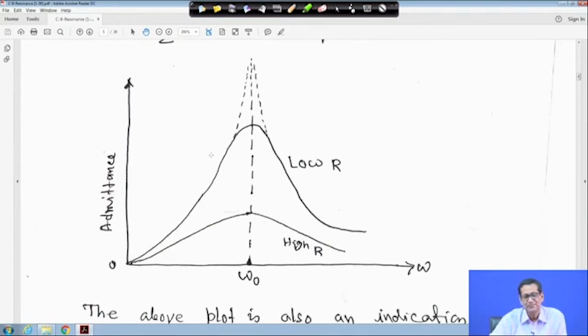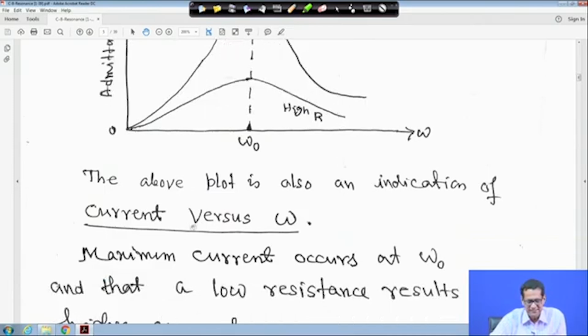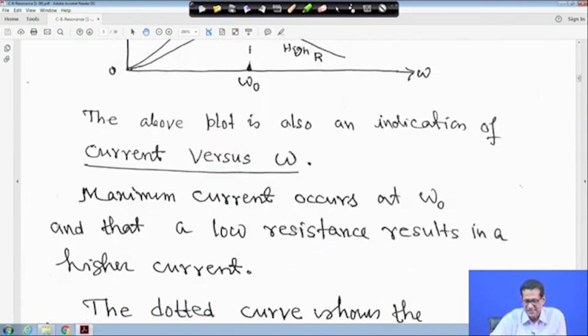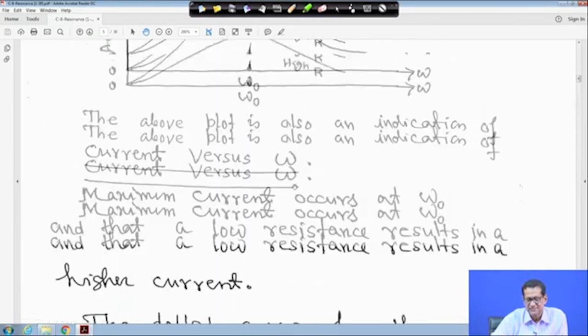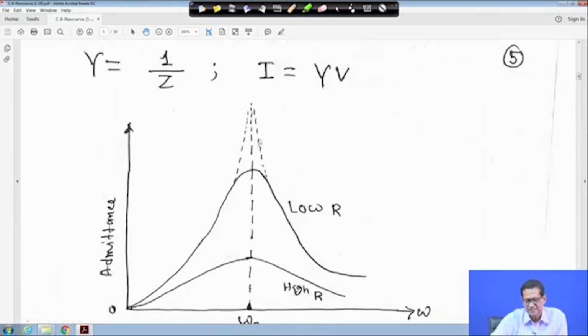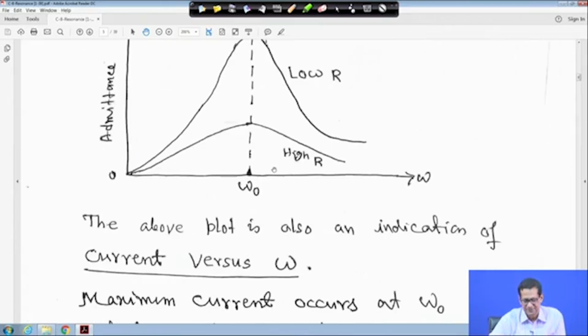The other one shown was the impedance versus omega plot; this is admittance versus omega, and this is omega 0. If R is high, admittance is low; if R is low, admittance is high. If R is very low, it tends to infinity. So the above plot is also an indication of the current versus omega plot. Maximum current occurs at omega 0, because that is the resonance frequency. A low resistance results in a higher current. The dotted curve shown is the limiting case where R tends to 0, that is the dashed line.